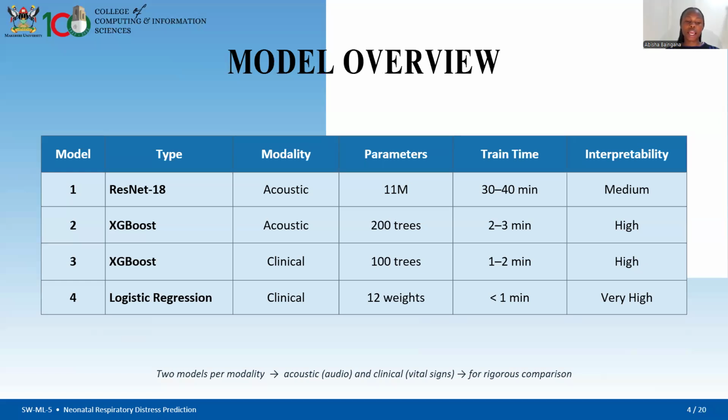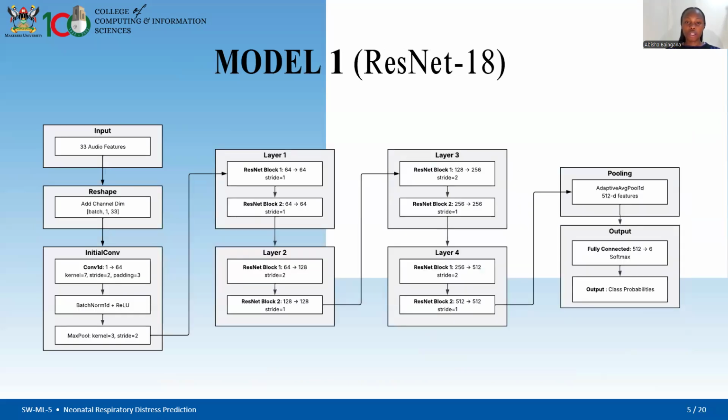That is the ResNet-18, the XGBoost classifier, as well as the logistic regression model. So model 1, ResNet-18. This is the architecture of ResNet-18, and basically we are starting from the feature extraction, moving on to reshaping and placing those extracted features in different batches, and then moving on to the initial convolution. Then you have 4 main layers of this architecture. That is the ResNet block 1, and each layer has the ResNet block 1 and block 2.